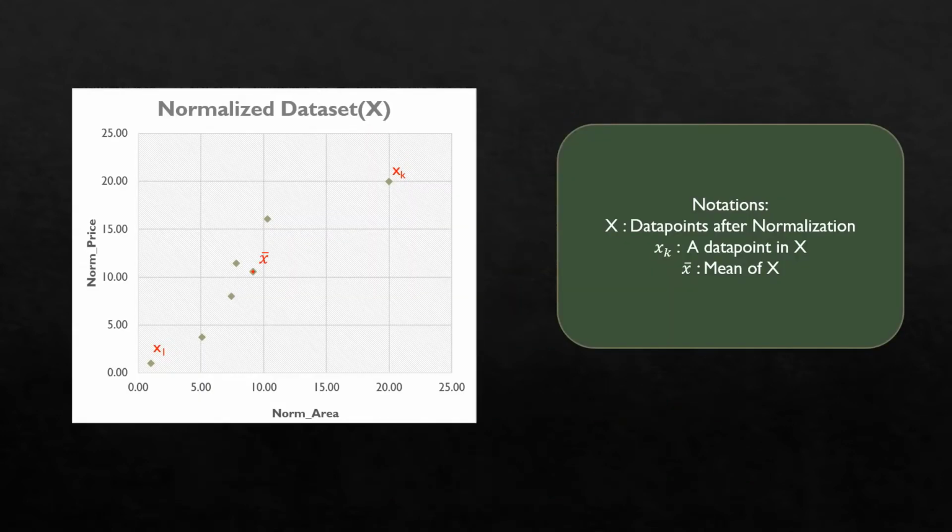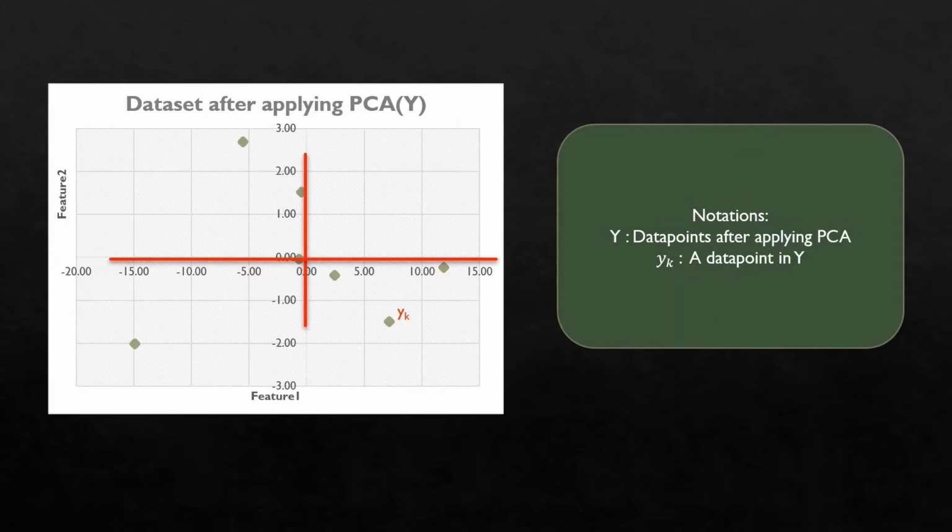Some of the notations that we are going to use are: the data points after normalization, we call it as the set X. Each data point in X is referred to as xk, and the mean of X is given by X bar. After applying PCA, the data points that we get are referred to as Y, and every single data point in Y is referred to as Yk.